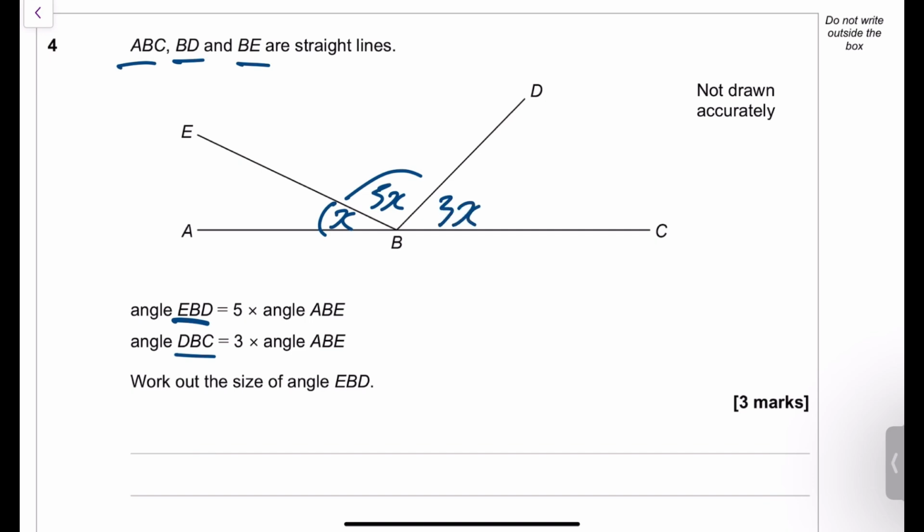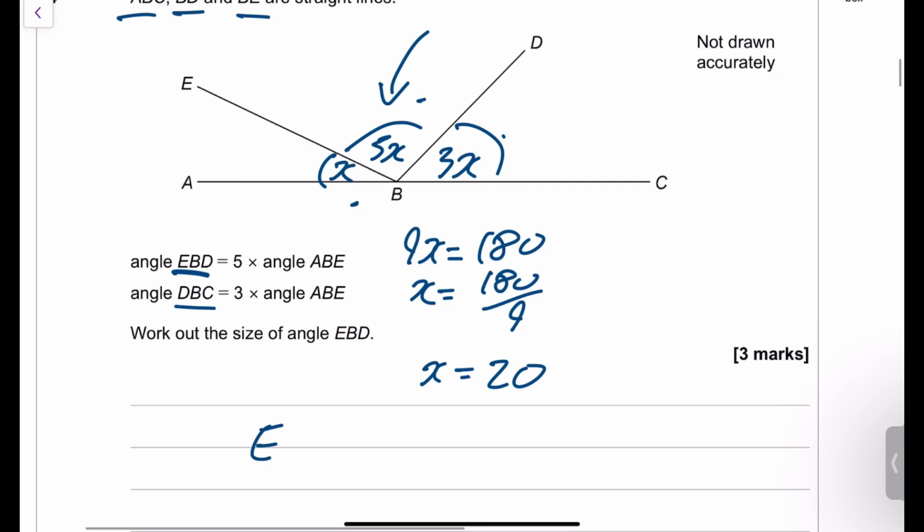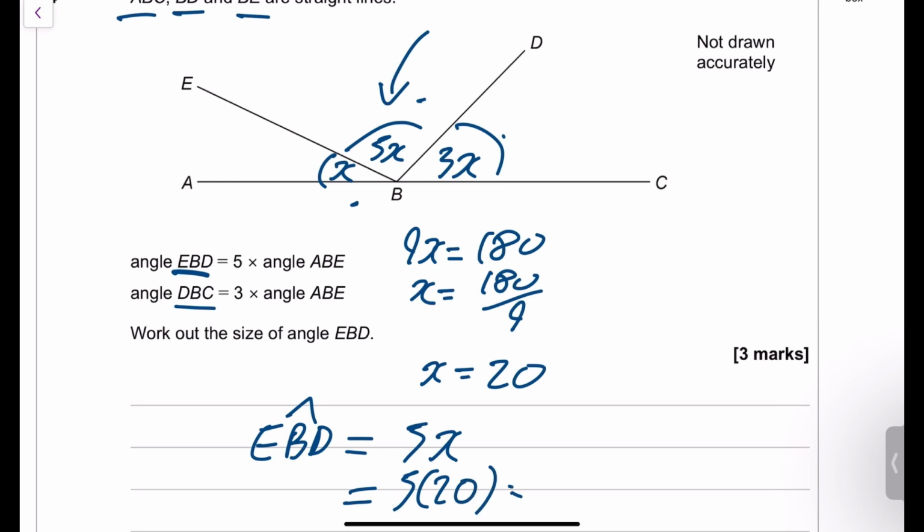Work out the size of EBD. So we need to find what 5x is, but we know that x plus 5x plus 3x, which is 9x, adds to 180. 1x then is 180 divided by 9. x then works out to be 20, and then we wanted EBD, which was equal to 5x. So that's 5 times 20, which is 100 degrees. Excuse my terrible handwriting.